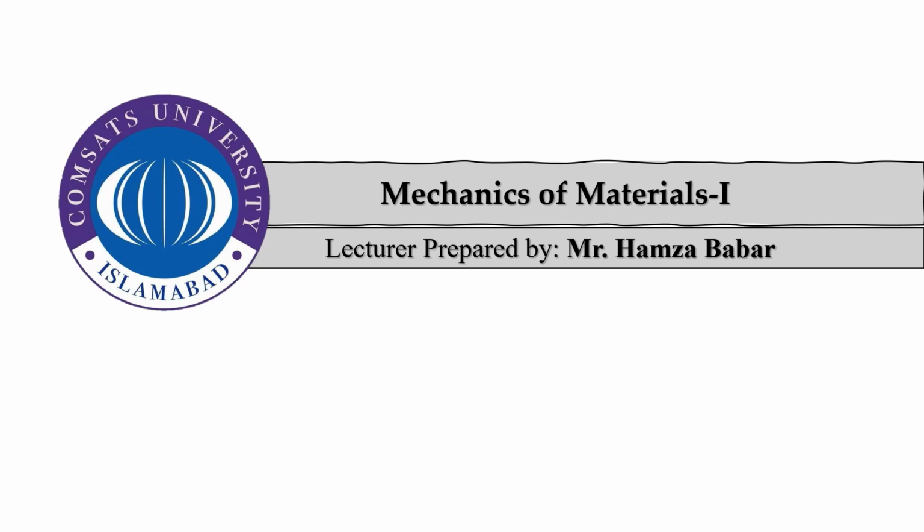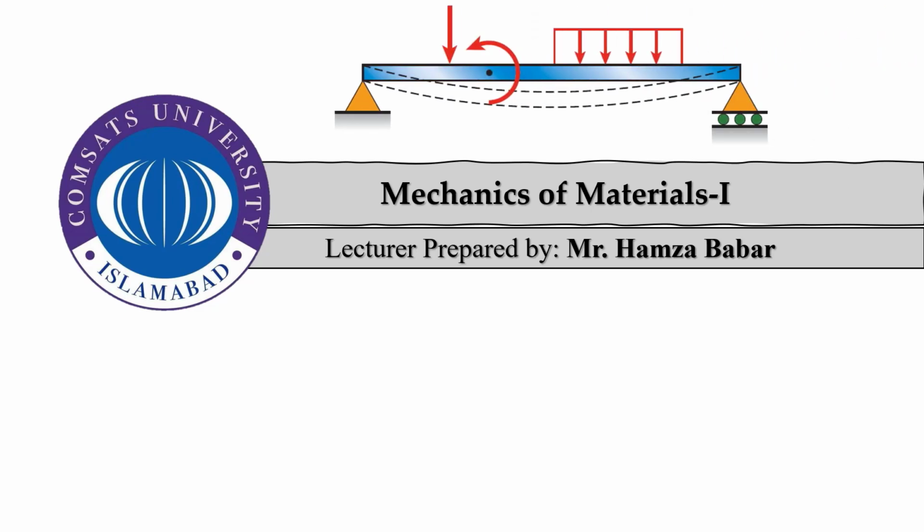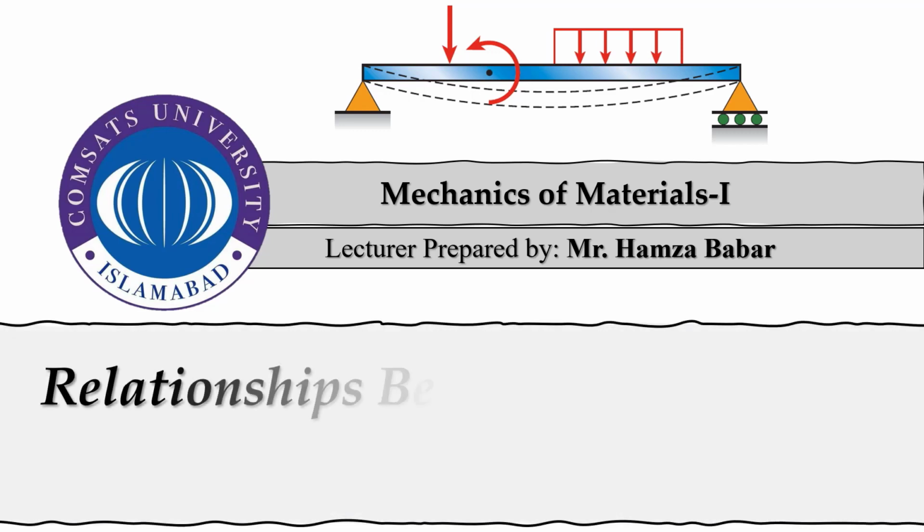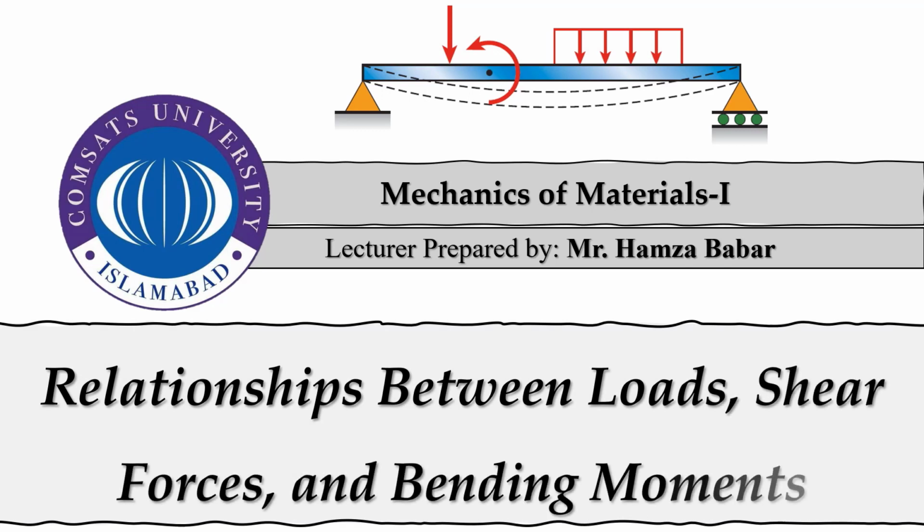In previous lectures, we studied the various types of beams, loadings, and reactions. We also saw a brief introduction of shear forces and bending moments while discussing the sign conventions. We will now obtain some important relationships between loads, shear forces, and bending moments in beams. These relationships are quite useful when investigating the shear forces and bending moments throughout the entire length of a beam, and they are especially helpful when constructing shear force and bending moment diagrams.